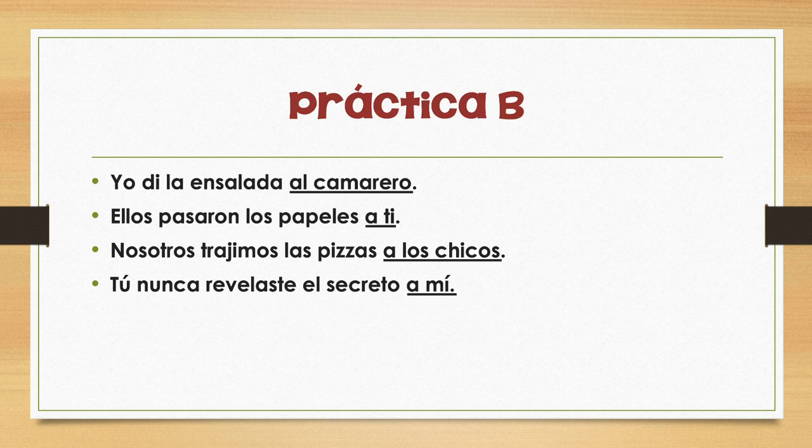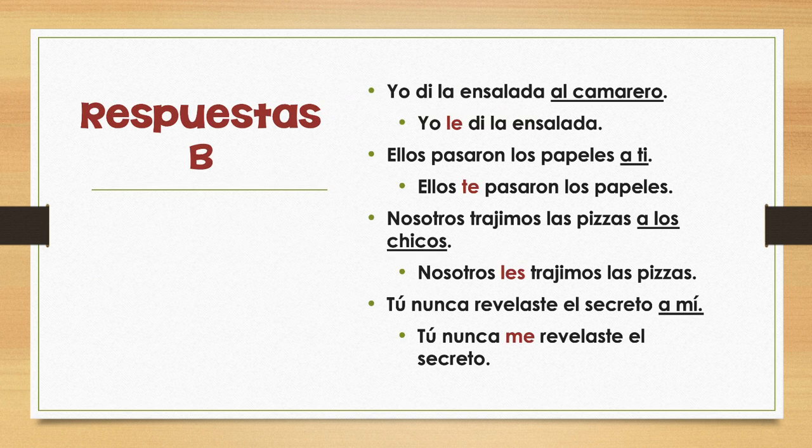Here are those same 4 practice sentences. Now I want you to replace the indirect object with a pronoun. Yo di la ensalada al camarero. Ellos pasaron los papeles a ti. Nosotros trajimos las pizzas a los chicos. And tú nunca revelaste el secreto a mí. Here's what we want to see. Yo le di la ensalada. Ellos te pasaron los papeles. Nosotros les trajimos las pizzas. And tú nunca me revelaste el secreto.